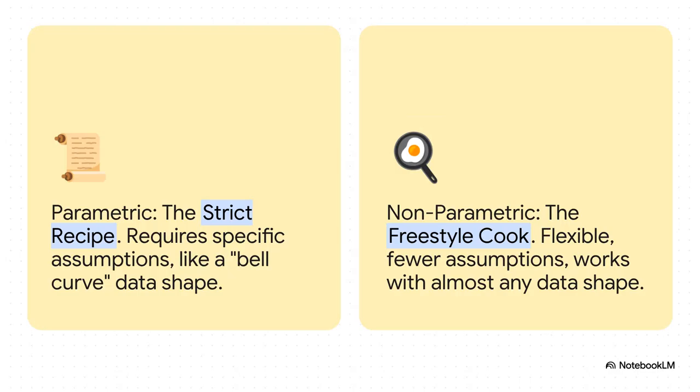The easiest way to think about this is that statistics kind of come in two flavors. You've got your parametric methods, which are like a really strict baking recipe. You need the exact right ingredients and conditions, like that perfect bell curve, or the whole thing just collapses. But then you have non-parametric methods, and these are like a freestyle cook. They're super flexible, they work with pretty much anything you throw at them, and that makes them so powerful for the kind of messy data you find in the real world.